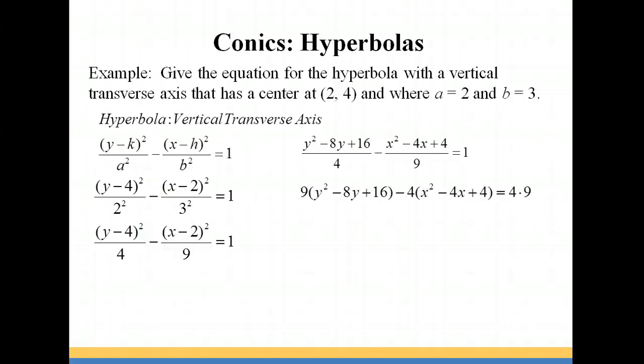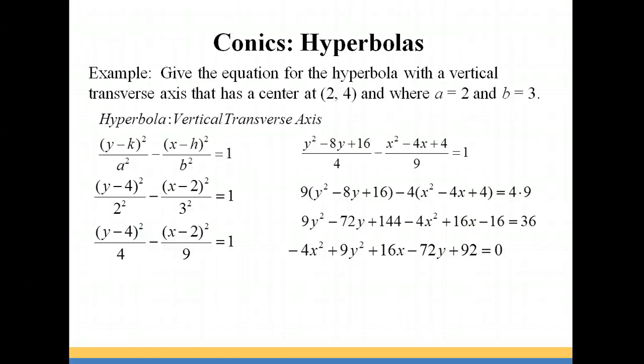Then what I'm going to do next is multiply everything by 36, which is our common denominator, to clear out the fractions. And distributing the 9, and then distributing the 4, and multiplying 4 by 9 on the right side. Then I brought together my constants and set it equal to 0. And I also reordered, putting the x squared term first, then the y squared term, then the x and the y term, and then lastly the constant.